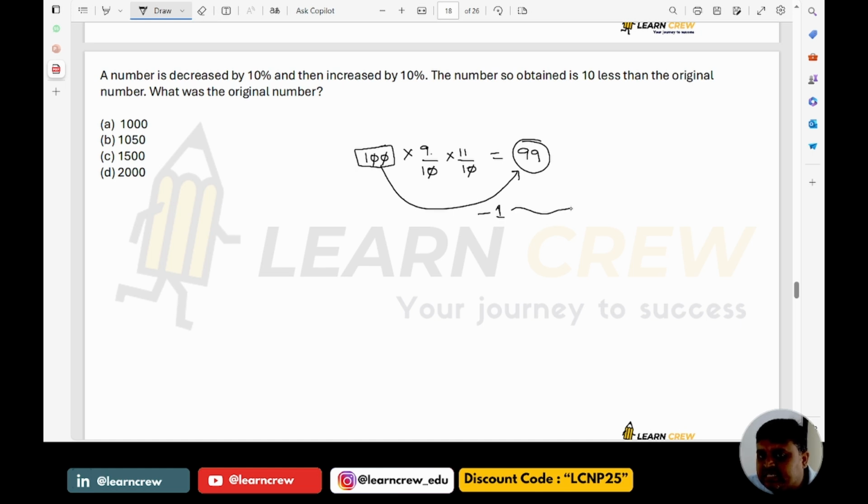That 1 less is given as 10. The number so formed is 10 less. But I have got number so formed is 1 less. This 1 is equal to 10 as per the question. Then the original number I have taken as 100, then 100 would be how much? If 1 is 10, then 100 is 10 times, which is 1000. So answer is 1000. I hope it is clear.